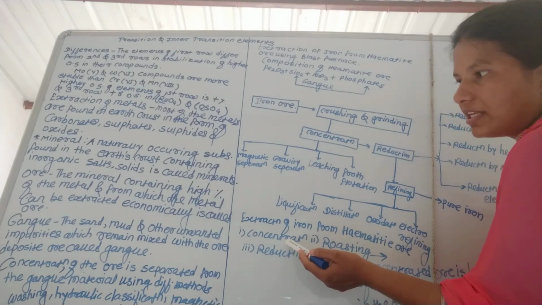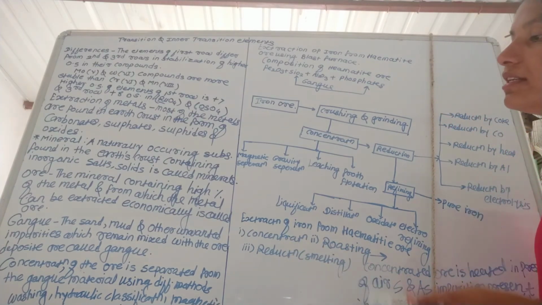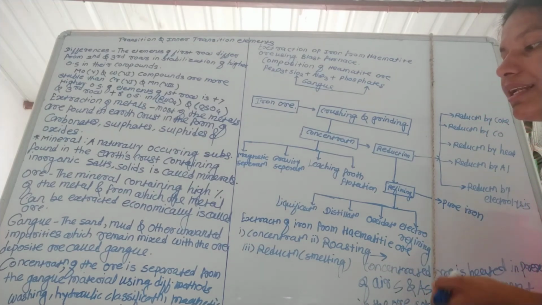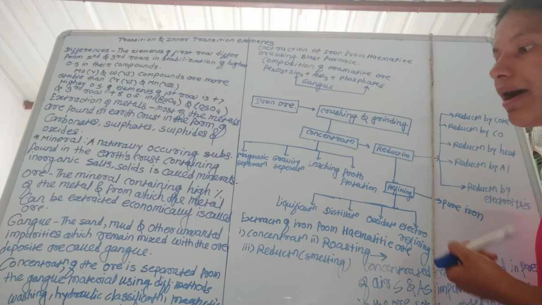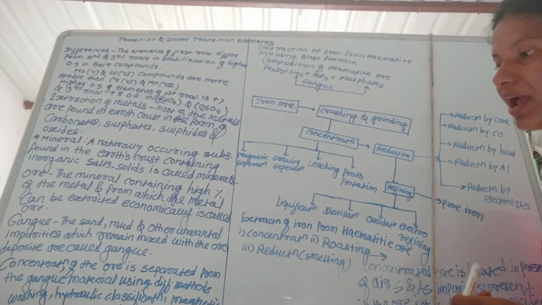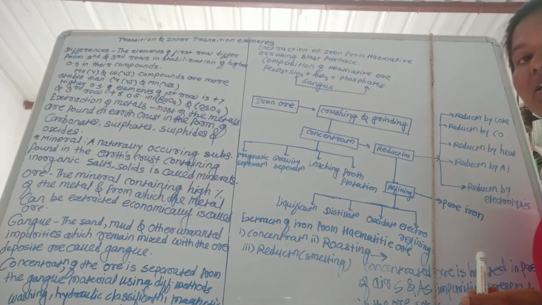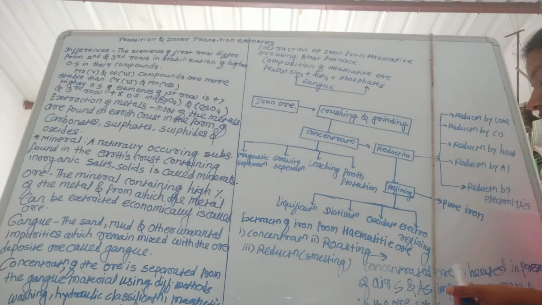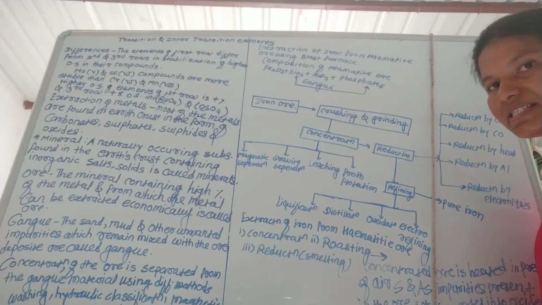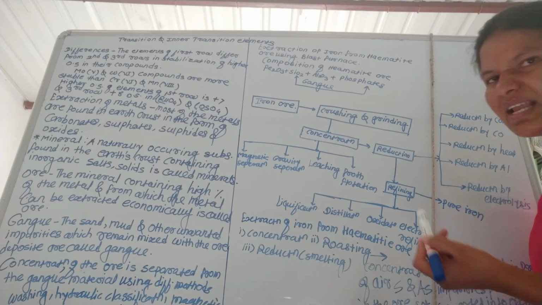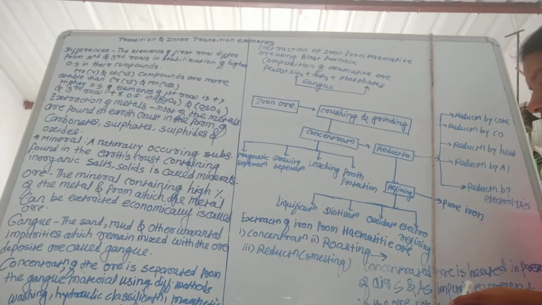First step is concentration of the ore. You can concentrate your ore, separating gangue particles from the ore by using different methods: washing, hydraulic classification, magnetic separation and flotation process. Then roasting. Roasting, that means what? The concentrated ore is heated in presence of air, and impurities get converted. They are sulfur and arsenic, and they get converted into respective oxides.